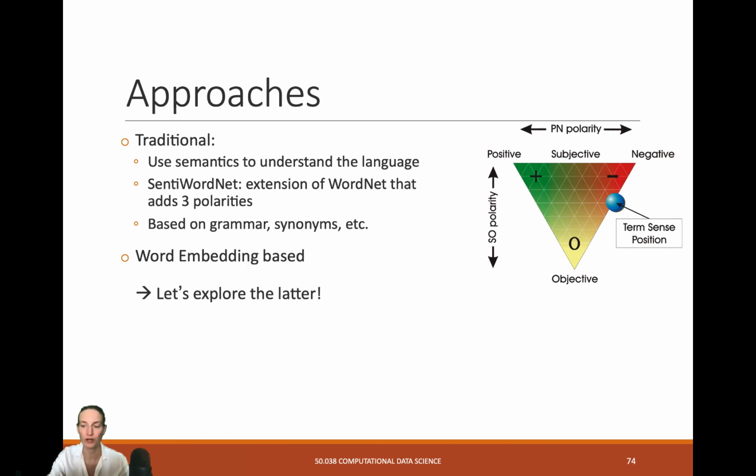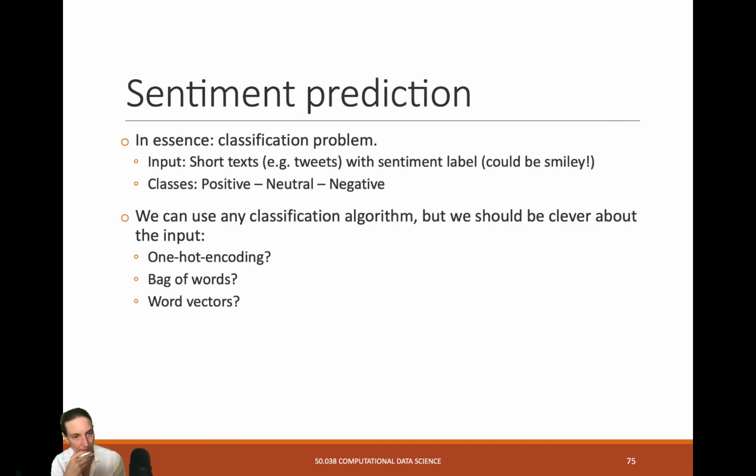So that's what we are going to be exploring. In essence, we have a classification problem. We are going to be doing sentiment label prediction from tweets. The classes that we will be predicting for are neutral, positive, and negative. Now, we can use any classification algorithm that we saw in our classification class, or there's neural networks always, but we should be clever about the input.